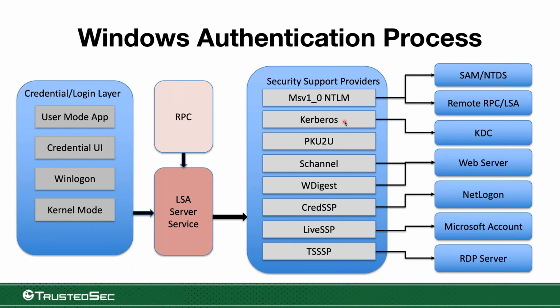Kerberos on its own can be kind of like a two-day subject. And then you have the PKU2U. This is when you're authenticating to, let's say, external web interfaces. This provider is the one that handles that. Then we have SChannel and WDigest, which is for connecting to web servers. SChannel is anything TLS, SSL on the system. He's the guy that assures that connection.